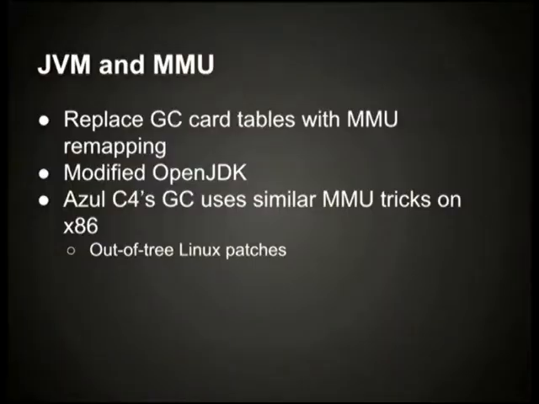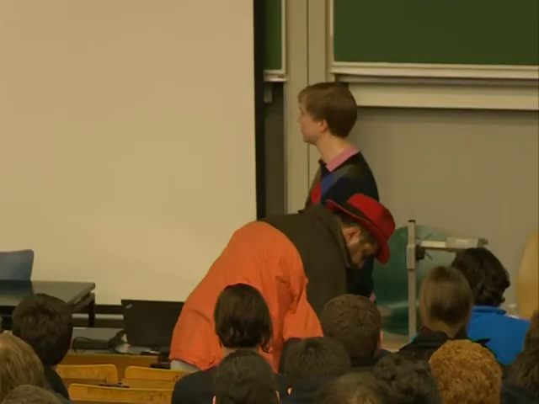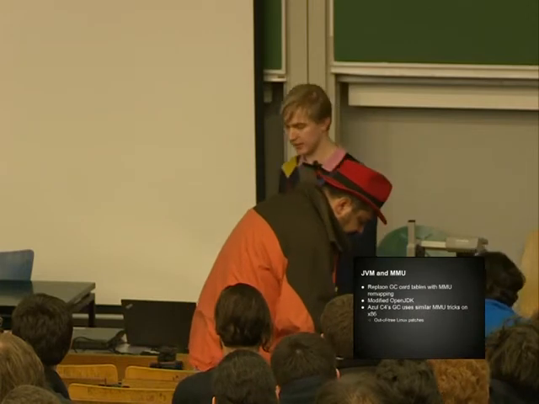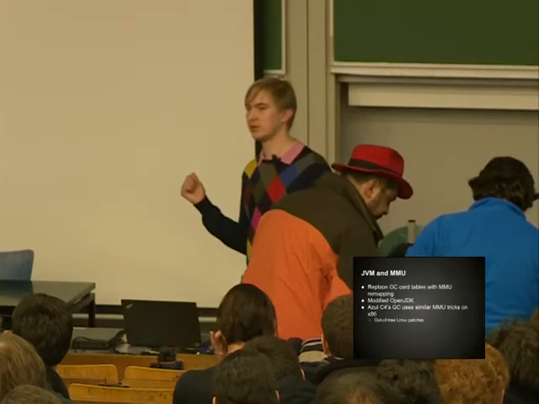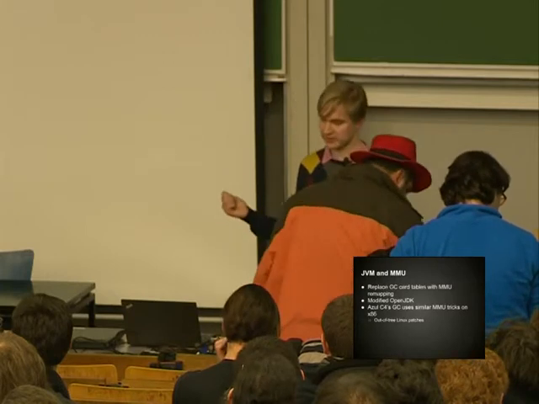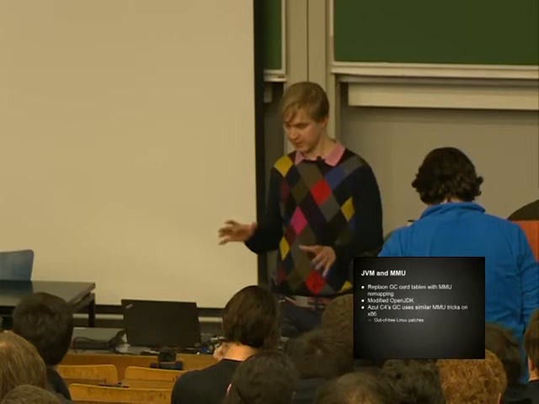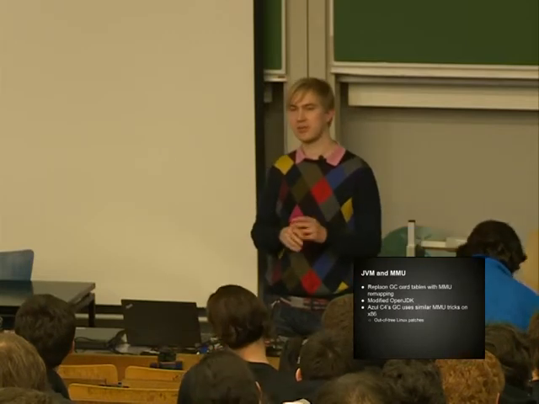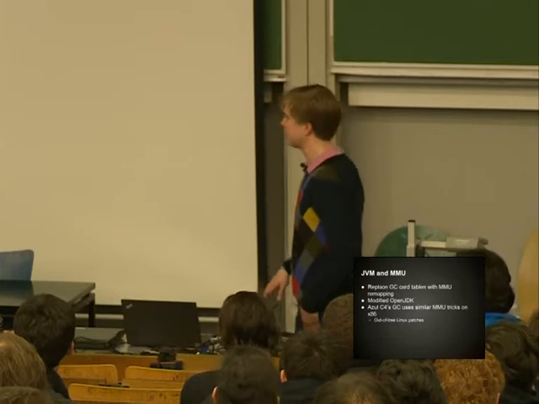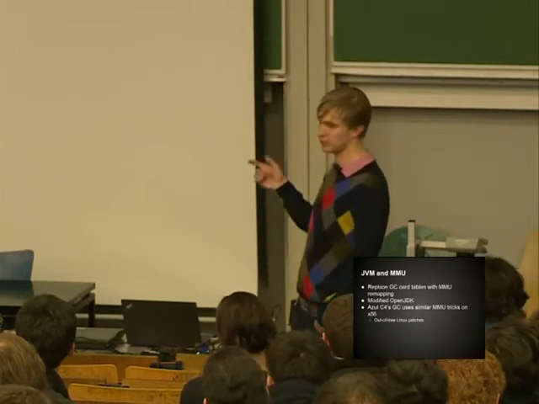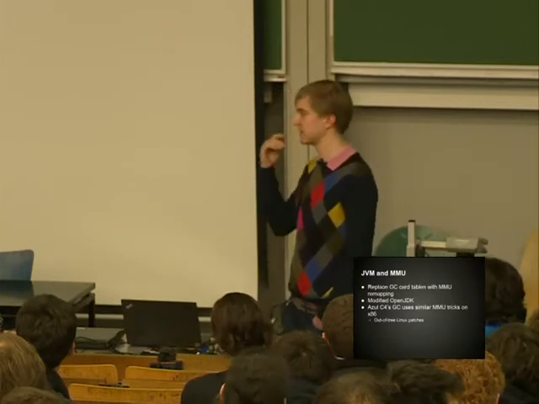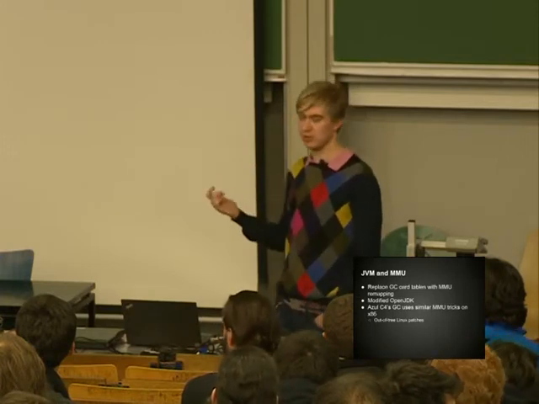Then the final thing I wanted to mention about these features we're able to do, since we have access to the MMU, one thing we're trying to optimize is to modify the JVM to replace GC card tables with memory mapping tricks. GC card tables are basically a data structure for keeping track of references from old generation to young generation. But in any case, this is something that we're working on. We haven't published anything on it yet. It's not really a new idea either.